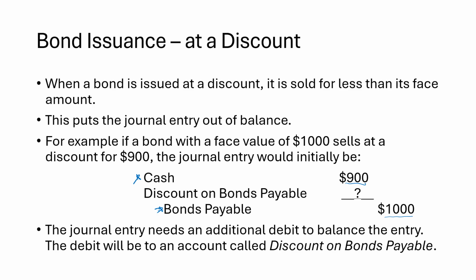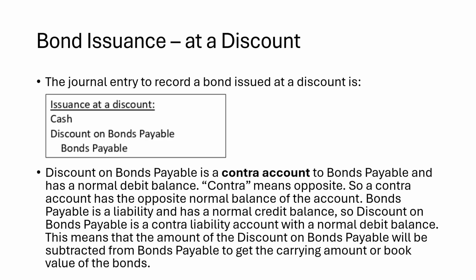So if we have a debit of $900 and a credit of $1,000, that puts us out of balance. So that's why we have to use the discount on bonds payable account. And we plug in the discount here, which is the $100, to get our journal entry to balance. You can see the journal entry here again that was shown on the previous screen. So when we issue a bond at a discount, the company gets the money for the bond issuance, so debit cash, credit bonds payable. And then discount on bonds payable, that's the new account that we're learning.